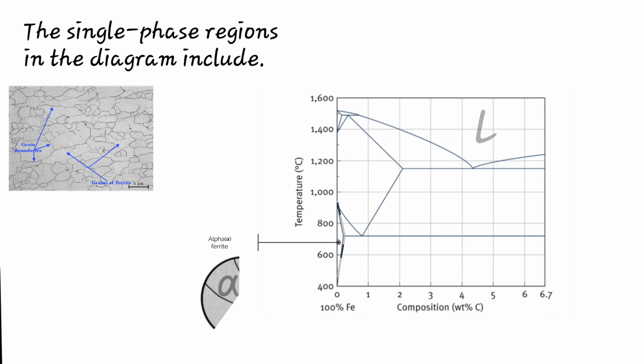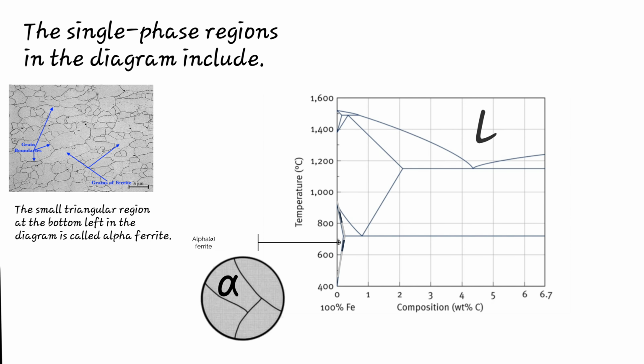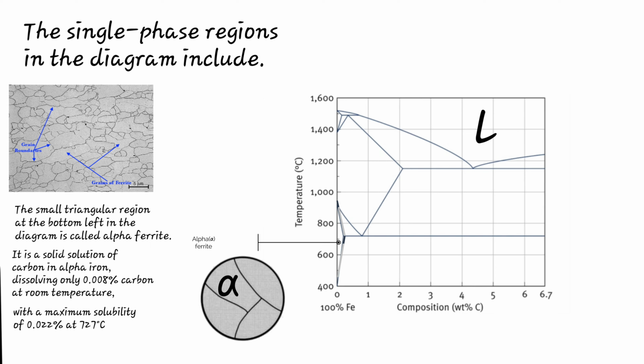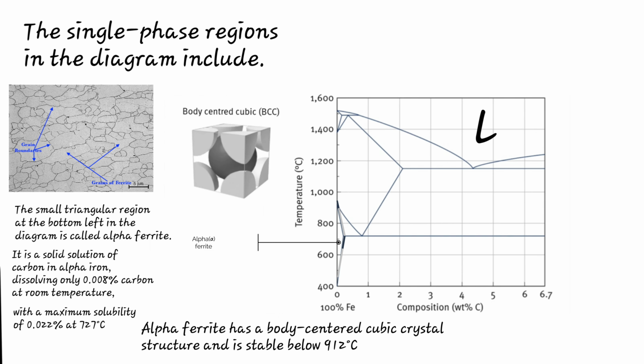2. Alpha ferrite phase. The small triangular region at the bottom left in the diagram is called alpha ferrite. It is a solid solution of carbon in alpha iron, dissolving only 0.008% carbon at room temperature, with a maximum solubility of 0.022% at 727 degrees Celsius. Alpha ferrite has a body-centered cubic crystal structure and is stable below 912 degrees Celsius.